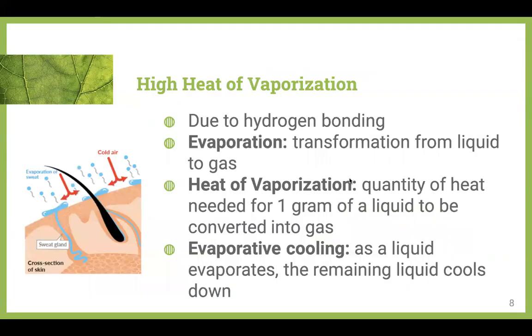So another property of water is that water has a high heat of vaporization, and this is again due to hydrogen bonding. First of all, evaporation or vaporization is the transformation from liquid state to gas state. And heat of vaporization is the quantity of heat needed for 1 gram of a liquid to be converted into gas state. And water has a high heat of vaporization because of its hydrogen bonds.